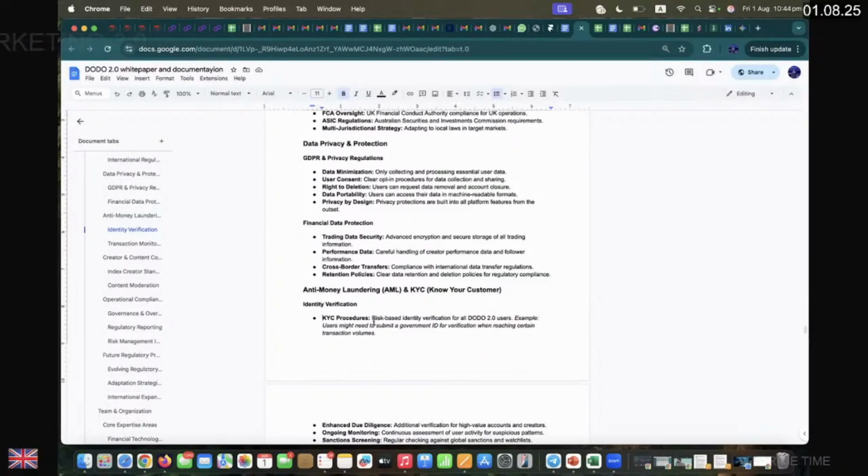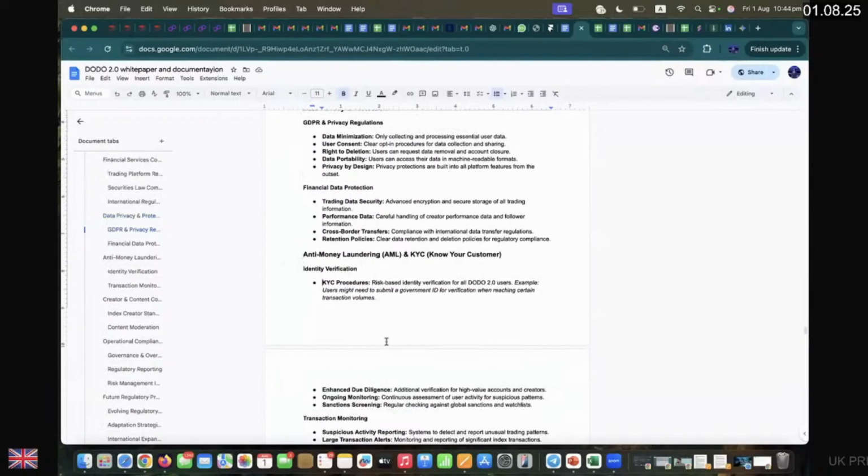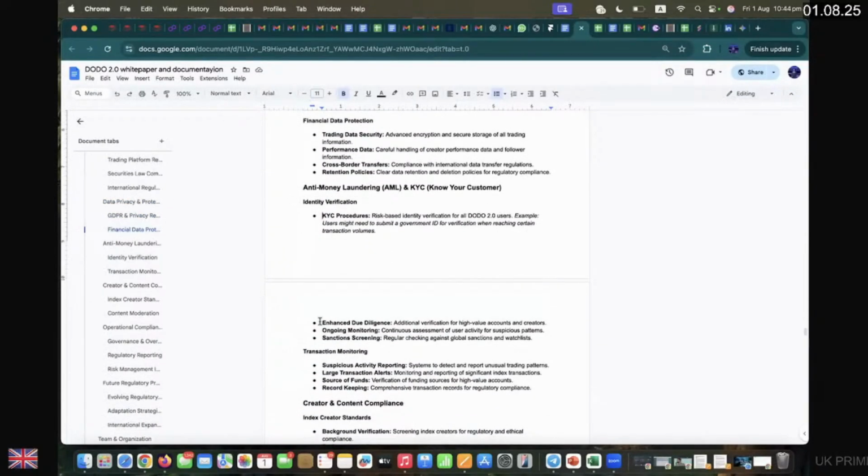all DODO 2.0 users. For example, users will be required to submit a government ID for verification when reaching certain transaction volumes. Also, enhanced due diligence: additional verification for high-value accounts and creators. Ongoing monitoring: continuous assessment of user activity for suspicious patterns. Sanction screening: regular checking against global sanction and watch lists.